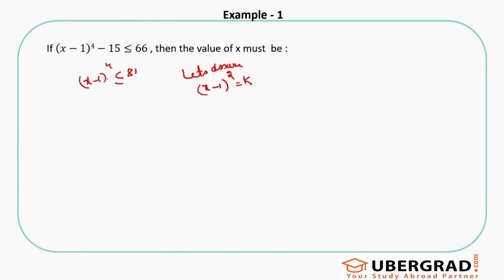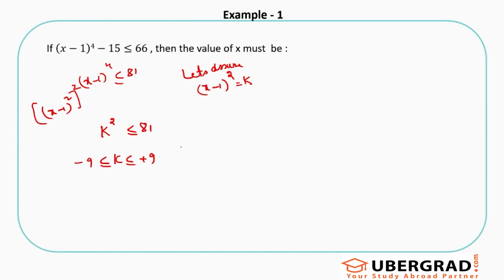What is x minus 1 whole power 4? It will be k square in that case, right? Because obviously x minus 1 whole square whole power 2 will be x minus 1 whole power 4. If I am replacing x minus 1 square with k, it will be k square less than or equal to 81. This is what we have done. It's very easy. So if k square is less than or equal to 81, it should be k is less than or equal to 9 and greater than or equal to minus 9.